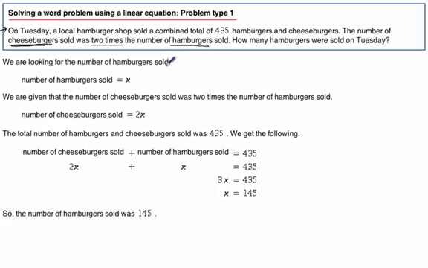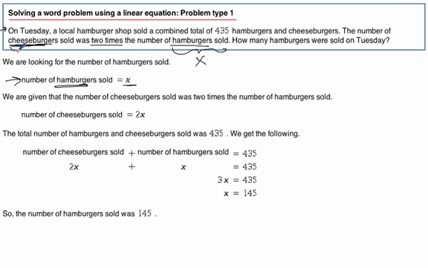Alright, so what do we know? We always have to pick a variable, right? So let's just choose x to be the number of hamburgers. Once we know that, then we can translate this into x. So now we know hamburgers.